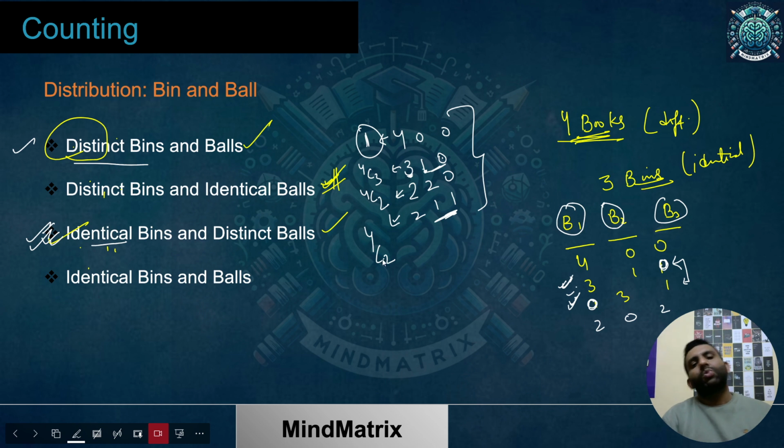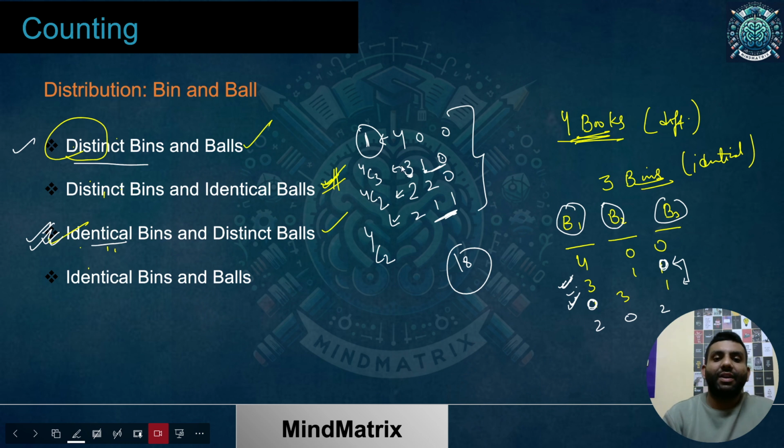So 4C2 is 6, yeah, 6 plus 6, 12, 12 plus 4, 16, and 1 is 17. 18 is the answer for this, if I have not missed any combination over here.